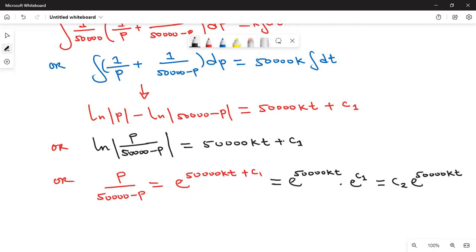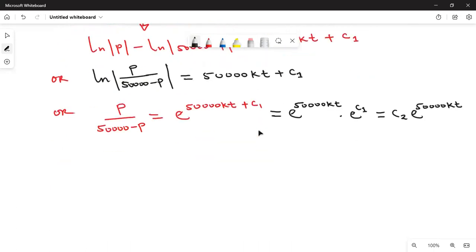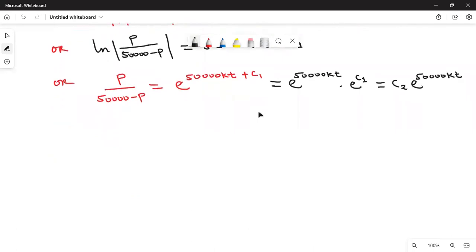So how do we make P the subject? That is the question. This means that P is equal to C2 exponential 50,000 kt, then times, I'm cross multiplying, then times 50,000 minus P.